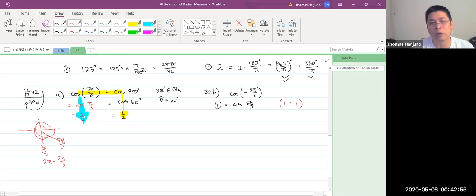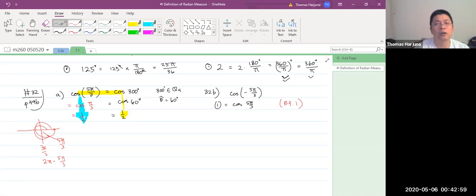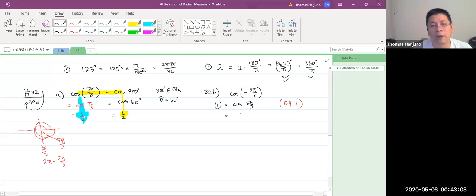You don't need to write this though. We all know that. Okay, and then from there you go on. This is equal to 5 pi over 3, which is quadrant 4. Cosine is positive. The reference angle is pi over 3, and therefore this is 1/2. That's the first method.